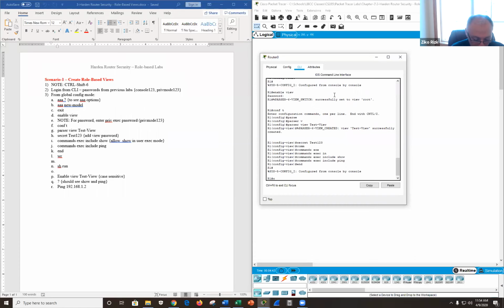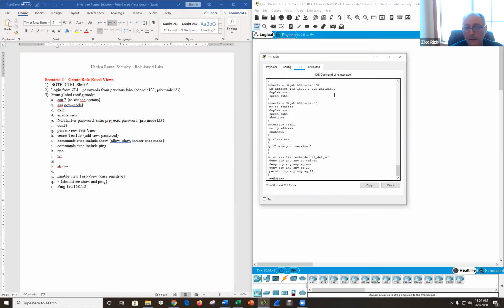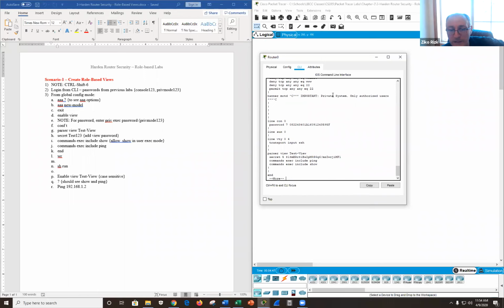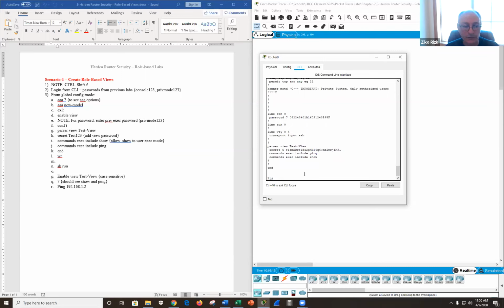And if I was to type show run, let me scroll down to where the view is. Here it is. Do you guys see it? Parser view, test view, secret 5 for MD5. This is the hash key, the 128-bit hash key. And we included show and ping. So when you enable this test view, that's all you should be able to do, because that's the only commands we've included. And now instead of enable privilege, enable view.